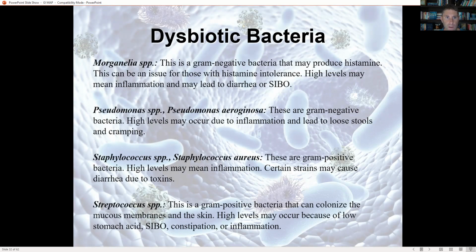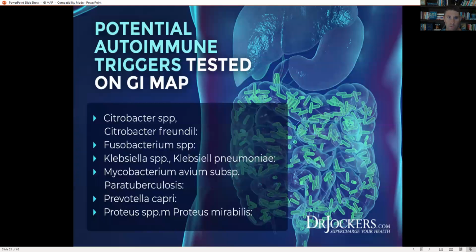Again, sorry about the spelling on some of these. These are spelled wrong. High levels may mean inflammation and may lead to diarrhea or SIBO. Pseudomonas, gram-negative bacteria, high levels may occur due to inflammation and lead to loose stools and cramping. And then staph, gram-positive bacteria, high levels may mean inflammation. Strep, it's a gram-positive bacteria. So again, gram-positive, more potent toxicity that's released oftentimes from them. But again, gram-negative can cause problems too. High levels may occur because of low stomach acid, SIBO, constipation, or inflammation with the strep.